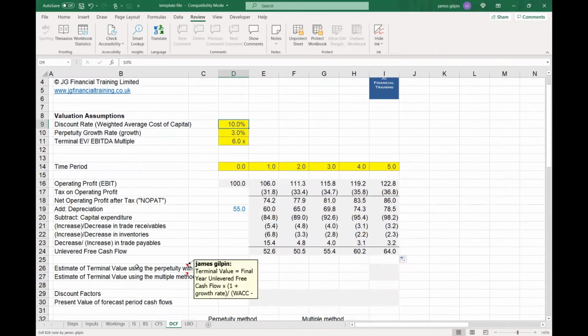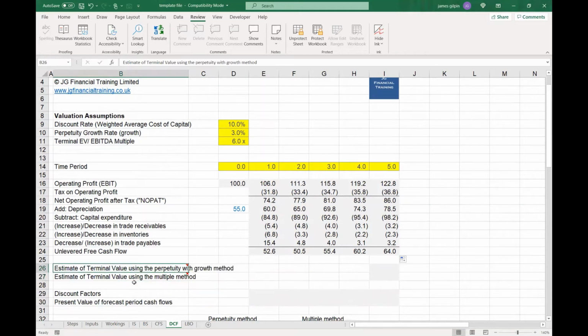So we're going to move on to step 3 and look at these 2 estimates of terminal value. Really the most common approach used, the standard approach, is a perpetuity with growth. And you can see the formula there in my note. So it's taking the final year unlevered free cash flow times 1 plus my assumption for the perpetuity growth rate in those unlevered free cash flows, divided by the weighted average cost of capital minus that growth rate assumption. That's a standard formula, financial math, for a perpetuity with growth.